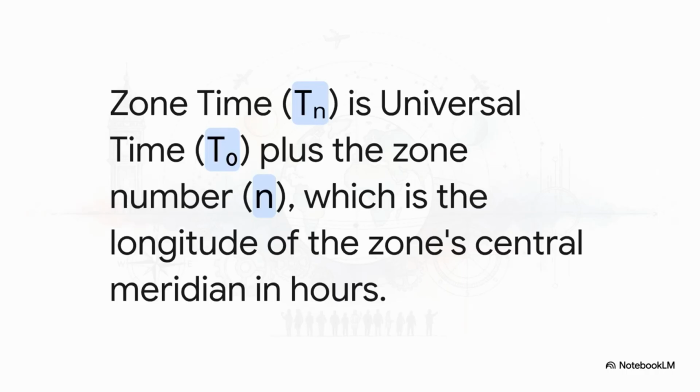The relationship back to universal time is remarkably straightforward. The zone time, T sub n, is just universal time plus the number of the zone n. That n simply represents the longitude of its central meridian in hours, counted east from Greenwich.